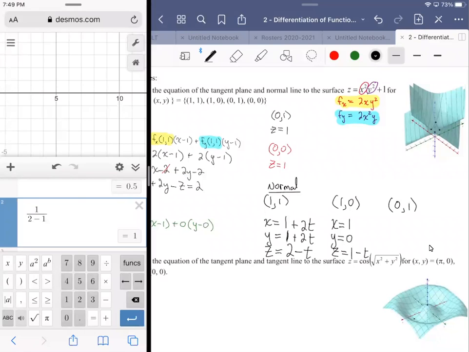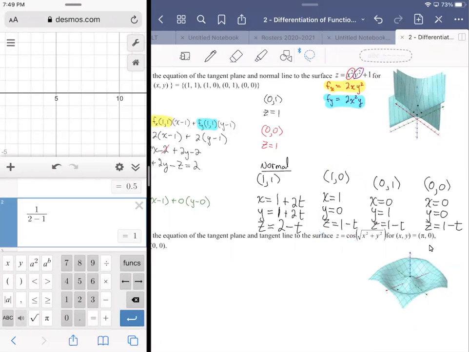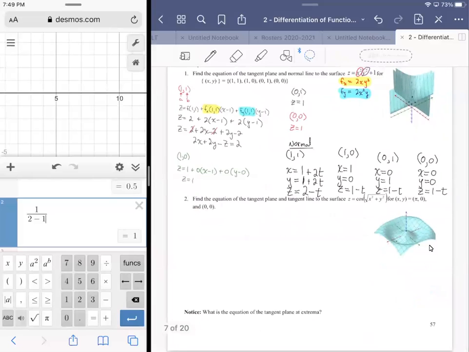Zero, 1. It's going to give us pretty much the same thing, except the x's and y's will be swapped. So x equals 0, y equals 1, z equals 1 minus t. And then for 0, 0, x equals 0, y equals 0, and z equals 1 minus t. So it really wasn't that bad. It's just a fair amount of number crunching.